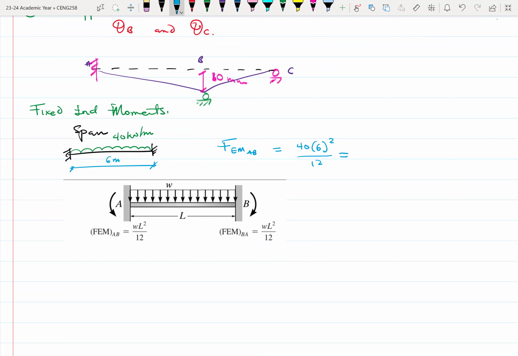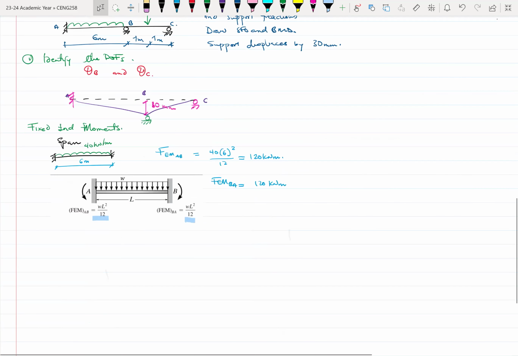So this is 120 kilonewton meter. And then your fixed end moment BA is also the same thing because they both have the same equations. Nothing has changed. So this will also give us 120 kilonewton meter. Great, so that's your first fixed end moment.